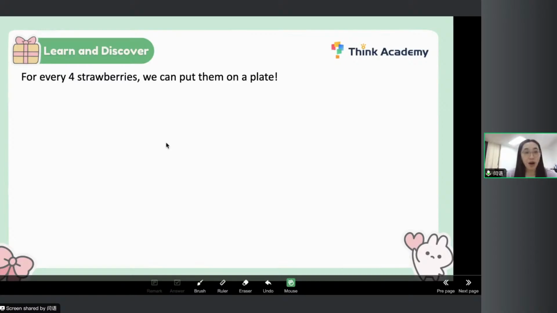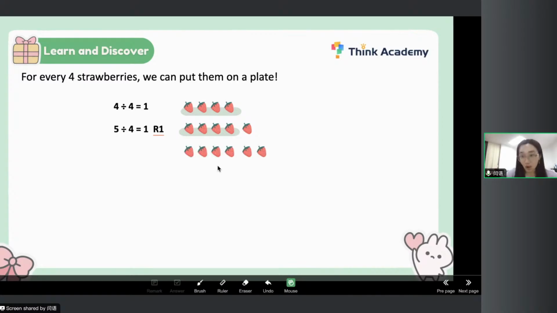Then for the next part, I'd like to introduce a new concept. But I know that many students are quite familiar with this part as well. Here you see, for every 4 strawberries, we can put them on a plate. We can turn such a process into an equation: 4 divided by 4 equals 1. Now I have 5 strawberries, so 5 divided by 4 is 1 remainder 1, right? What if I have 6 strawberries? Now we get 6 divided by 4, which is 1 remainder 2. And next one we have 1 remainder 3.